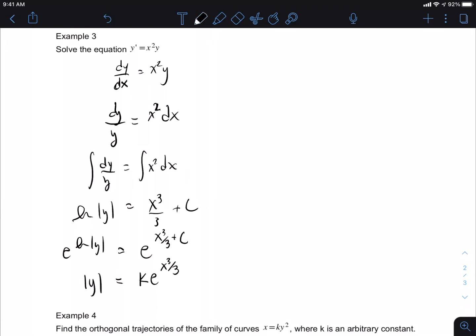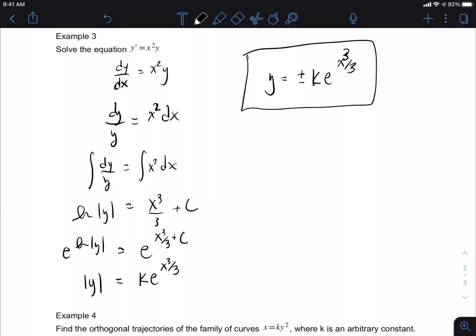I told you, algebra never goes away. And since we want it to be equal to y, I have to have plus or minus k e to the x cubed over 3. And there's our solution for this one. Is that cool or what?